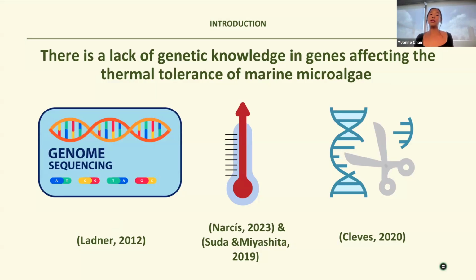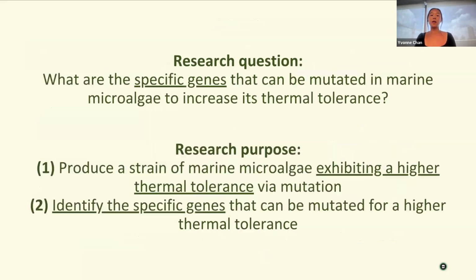However, due to the limitations attached to many of these studies, there hasn't yet been an identification of a very specific gene or genes that can be mutated in a way to increase the thermal maximum of these organisms. Hence, for my research, I raised the question: what are the specific genes that can be mutated in marine microalgal species to increase their thermal maximum? And I split this question into two different steps. First, to produce a strain of marine microalgae exhibiting a higher thermal tolerance, and second, to identify the specific genes or mutations that allow for this phenotype.